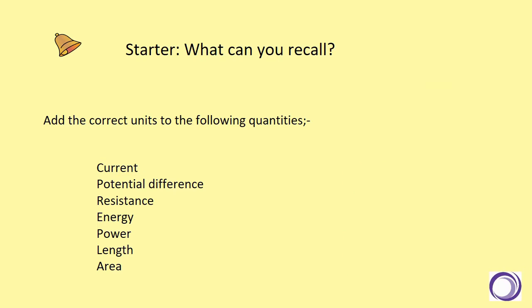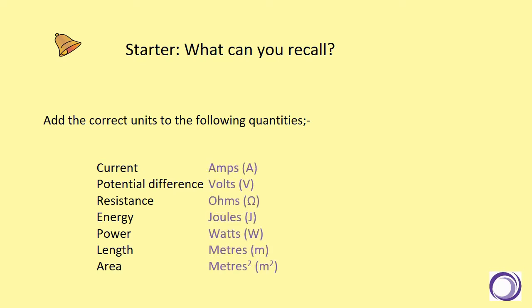Let's see how you've done then. So current is in amps, that's a capital A, amperes. Potential difference is volts, capital V. Resistance is in ohms, which is the Greek letter omega. Energy is in joules, capital J. Power is in watts, capital W. Length is in meters, it's just a small m. And if we do an area, it's width times height, so that gives you meters squared.